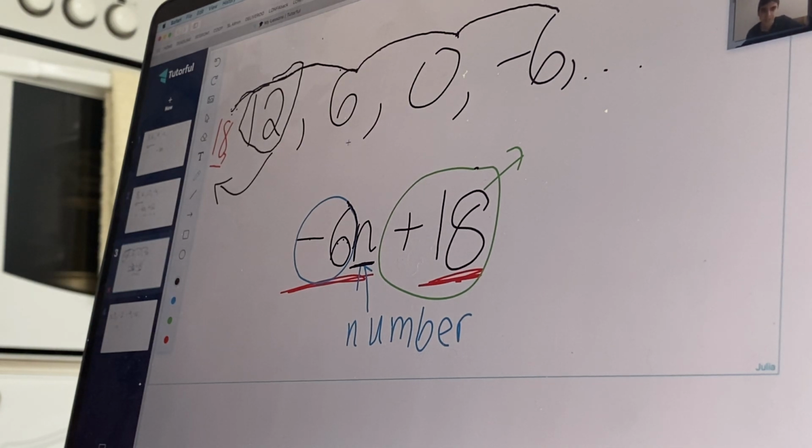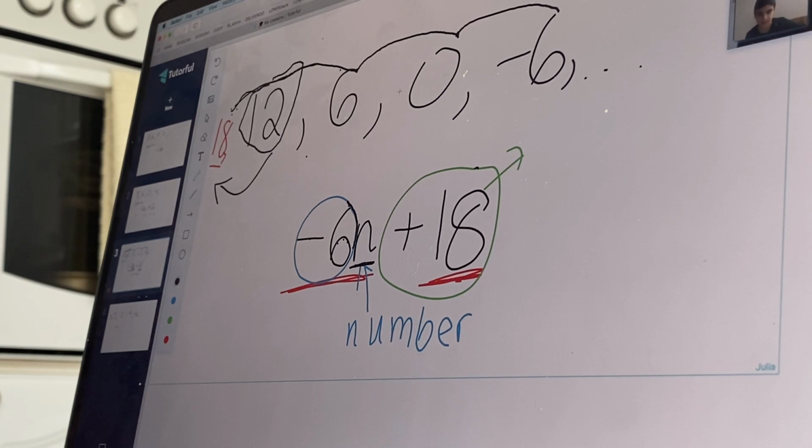Because it's showing how much you're subtracting or adding by, because you're subtracting 6 each time. Yeah, so we're saying that the term to term rule is subtract 6 each time. But what's the point of the nth term? What does it tell us? So let's say we wanted to find the 20th term. What would we need to do without the nth term?